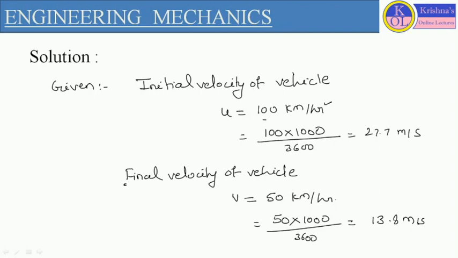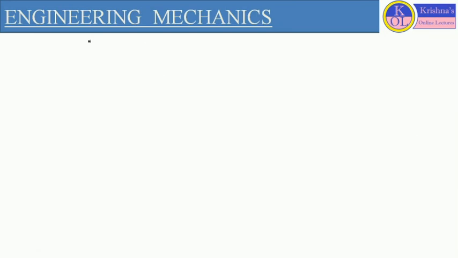per second. And the final velocity of the vehicle is 50 km per hour, so we will convert this into meter per second, so it will be 50 into 1000 divided by 3600, so it will be 13.8 meter per second. So here we have the initial and the final velocity in meter per second. Now we need to determine the tangential acceleration and normal acceleration. So as per the concept and as per the formula, we will determine the value of tangential and normal acceleration.